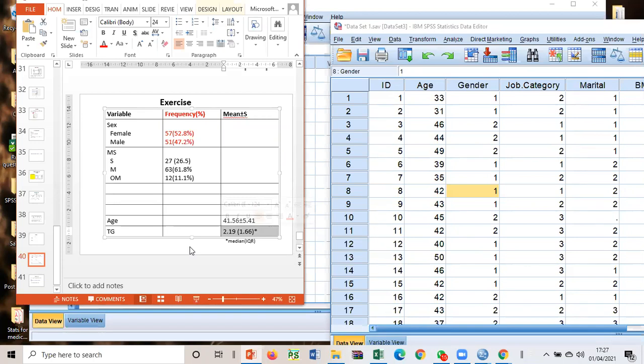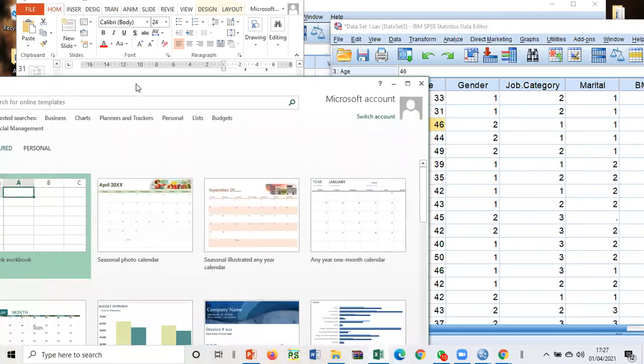Professor, can you show how this data is being fed into this software? How the data is imported into this software? Okay, are you well versed with Excel? Yes. Okay, suppose you enter the data in Excel. Let me take some Excel data.